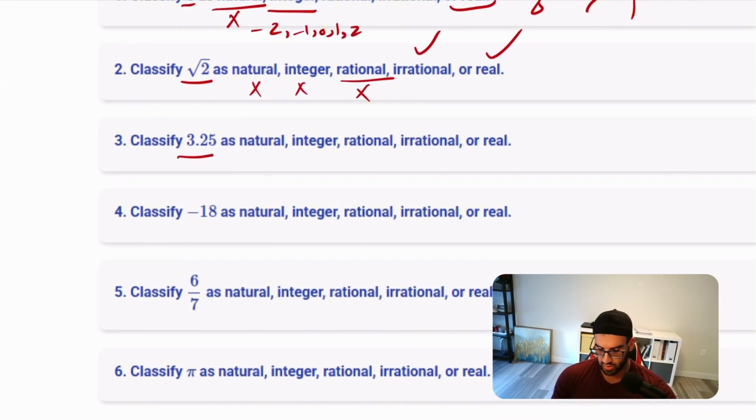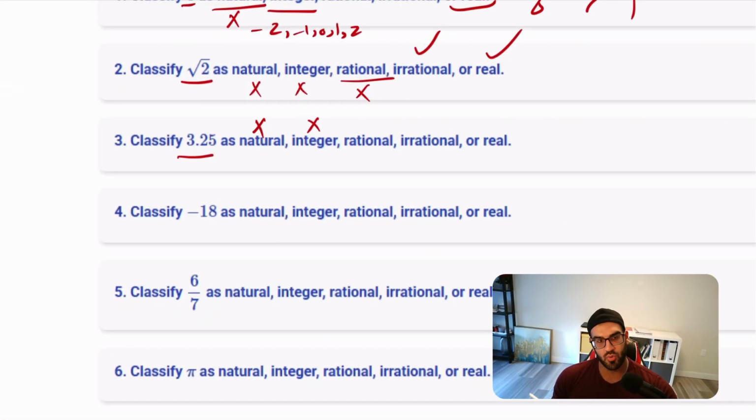What about 3.25? So 3.25 is not a natural number because it's not a whole number. It's not considered an integer, but it can be considered rational because I can find two numbers that, if I divide them together, I can have this number itself. For some of you, if you wonder what that number is, it is going to be 13 over 4. So this 3.25 can be considered a rational number. So it cannot be irrational and also can be real.